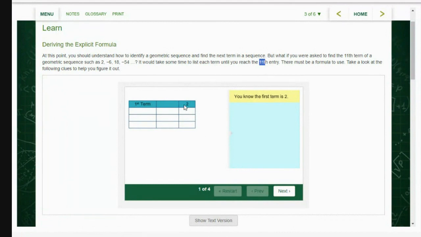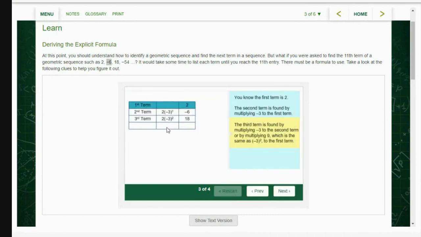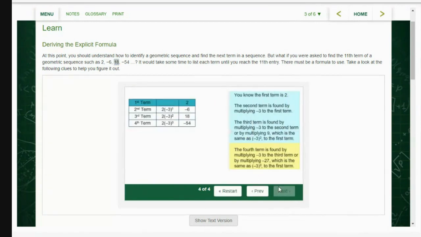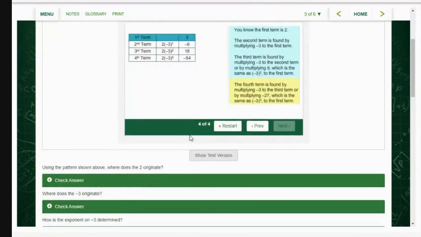We know the first term is 2, and -6 is the second one. So the second term is found by multiplying the first term by -3, because going from 2 to -6, multiplying by -3 gives us the second term. Then if we multiply by -3 again, that gets us to 18, the third term. Multiply the third term by -3, and we get -54. So we see the common ratio: -3, -3, -3.